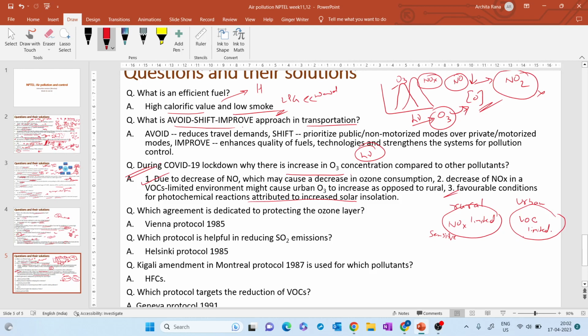Now another thing we know is that VOC reacts with NOx to give secondary organic carbon or secondary aerosol, you can say, SOA as we call it.